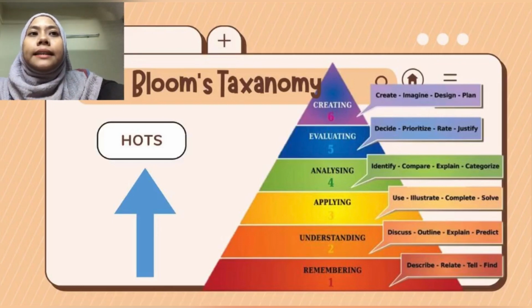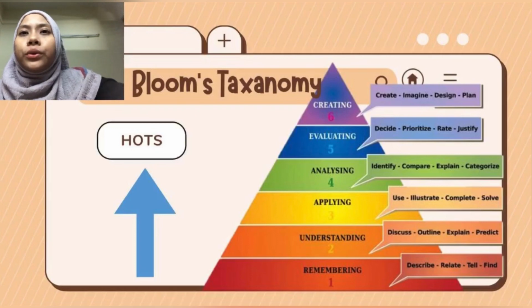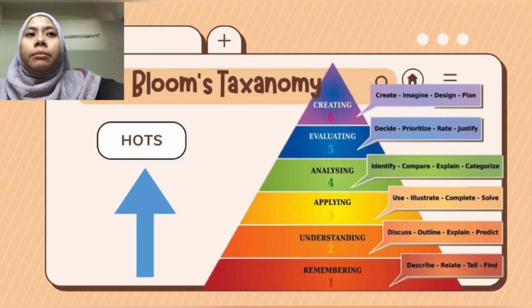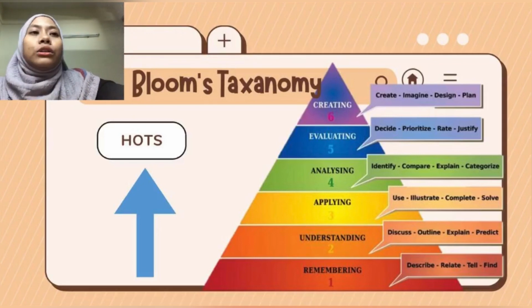And the third level is to apply, which we use verbs such as to use, to illustrate, to complete, and also to solve. And example activities at the application level is to use a formula to solve a problem, to select a design to meet a purpose, reconstruct a passage of a new law through a given government or system.